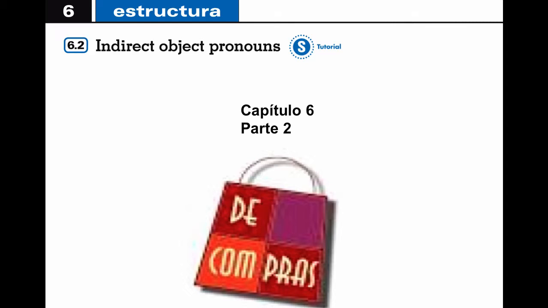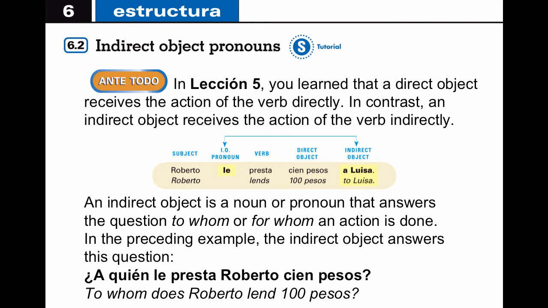Okay, so in this section, we're going to focus just on indirect object pronouns. In lesson 5, chapter 5, you learned that a direct object receives the action of the verb directly. In contrast, an indirect object receives the action of the verb indirectly.